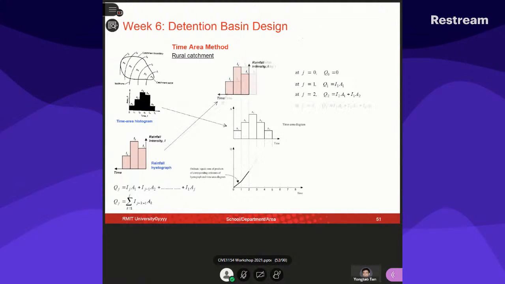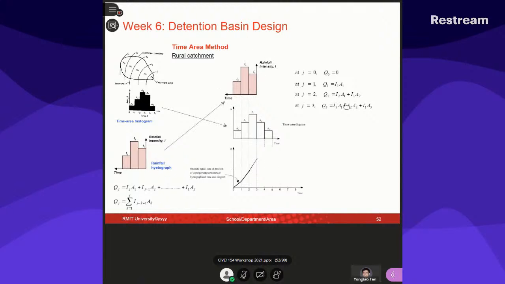So next, T3. For T3, you can see that A1, A2, A3, the three areas, are contributing to the runoff, right? But you need to be careful about the rainfall intensity on each subcatchment. Now we can see that the rainfall intensity on A1 is I3, on A2 is I2, on A3 is I1. So be careful.